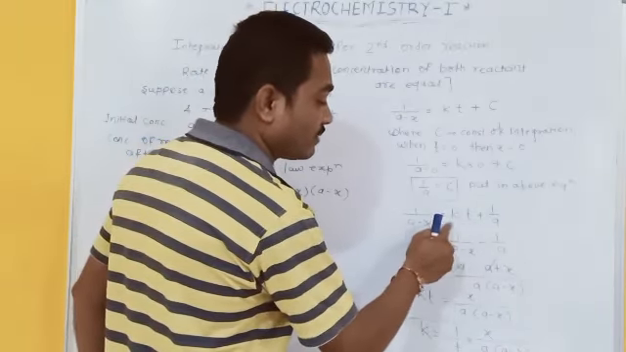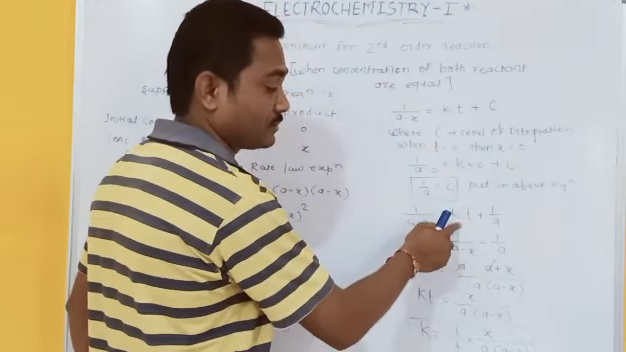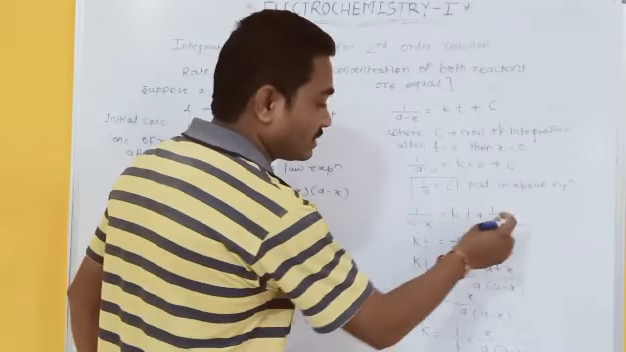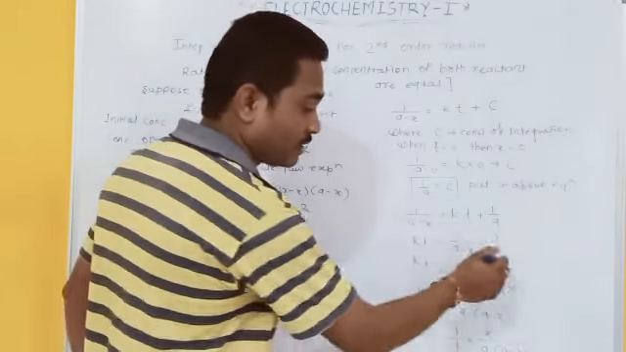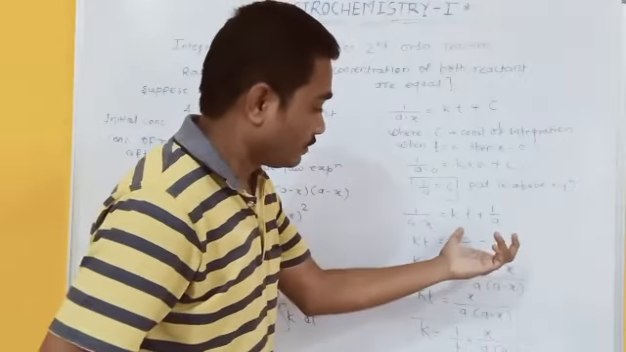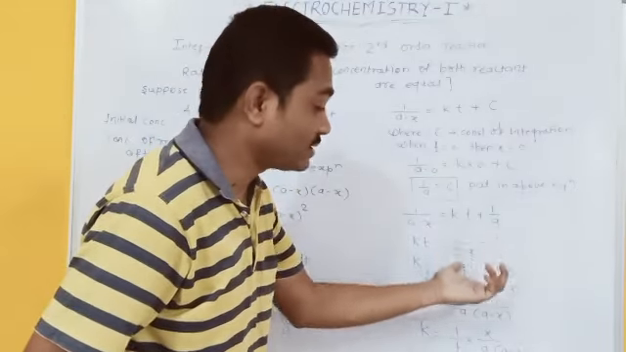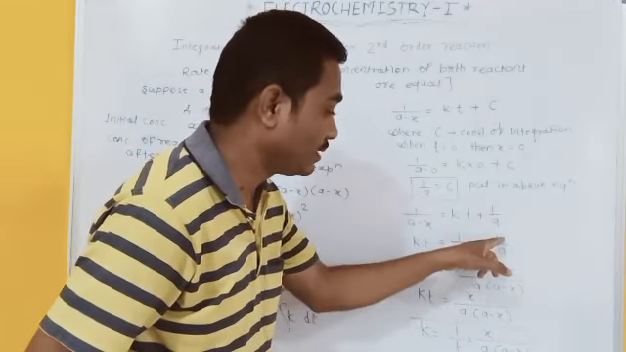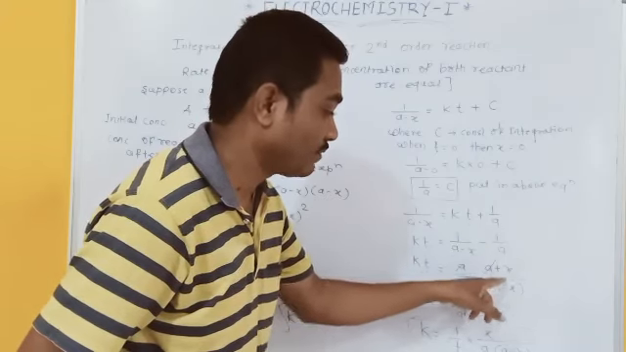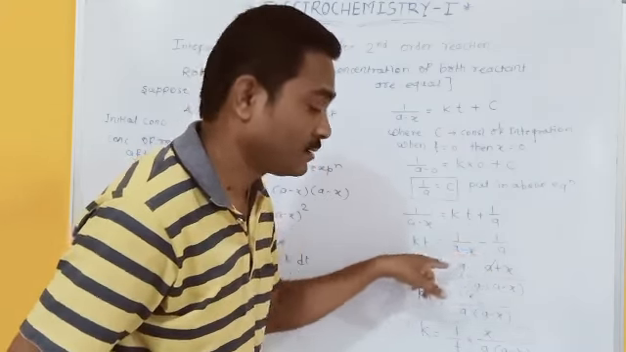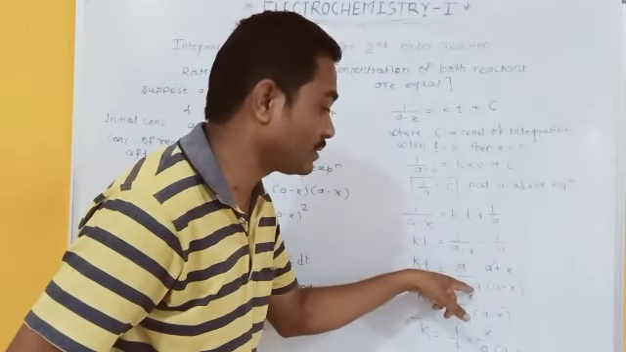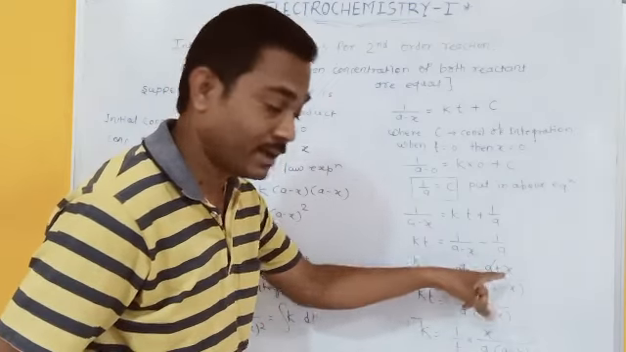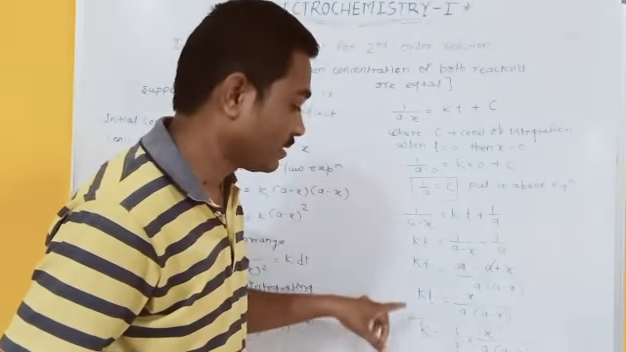Here we can calculate the value of the rate constant. Therefore kt is taken in front of this equation: 1 by a minus x minus 1 by a. Here cross multiplication takes place: a into 1, a minus x into 1, a into 1 by a minus x, minus plus x, and the denominator is the multiplication a into a minus x. kt is equal to a cancels, negative positive, x divided by a minus x.